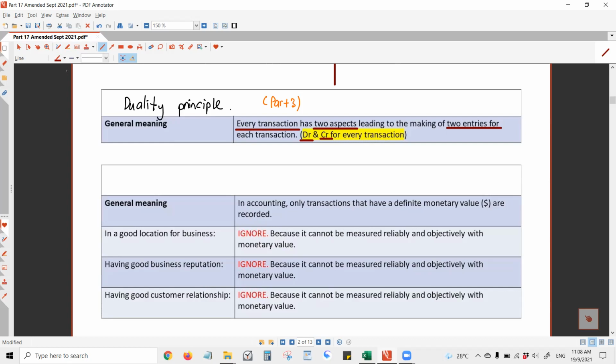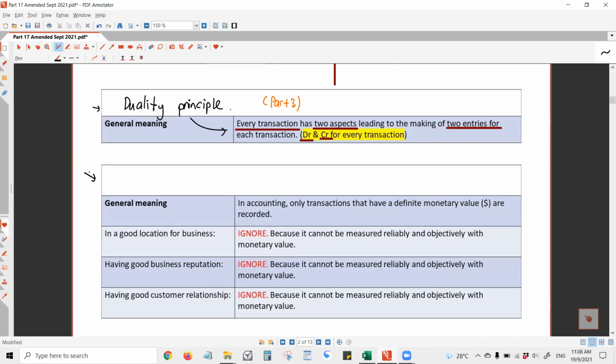Like in mathematics, why do you do plus? Why do you do minus? You never ask, right? That's the nature of the subject. So here, doing double entries is the nature of the subject, and the rule to follow is duality principle. If a question asks you what is meant by duality principle, then you tell them this line. Tell them this entire sentence.